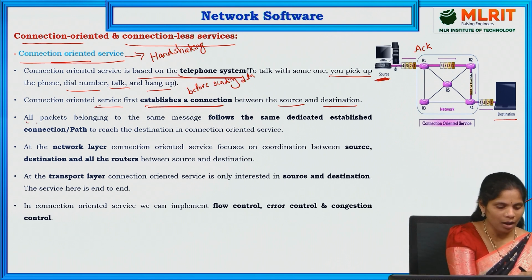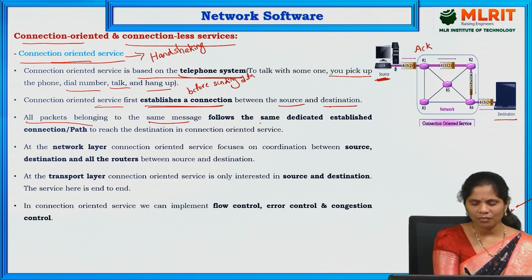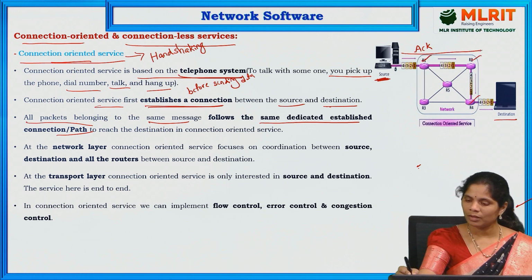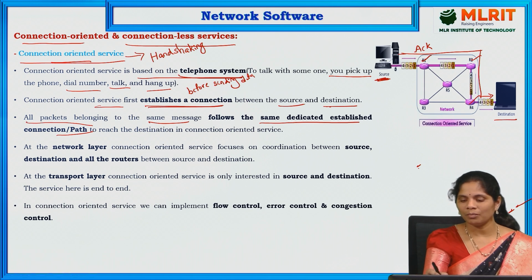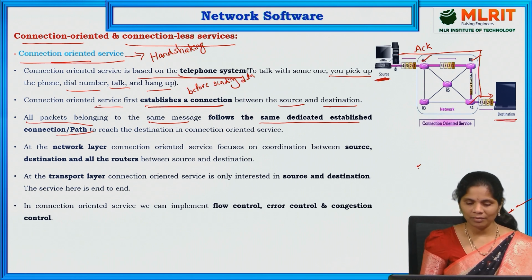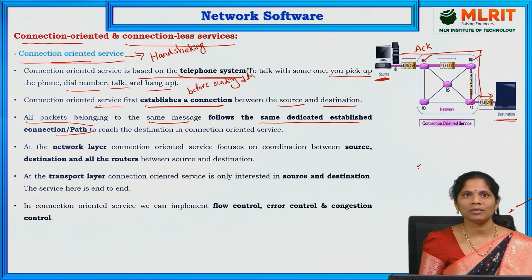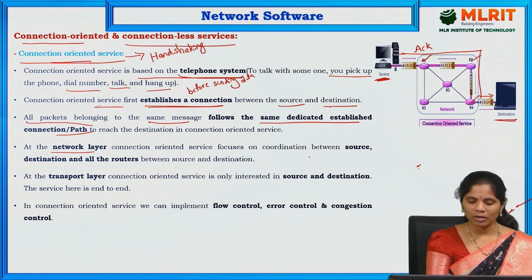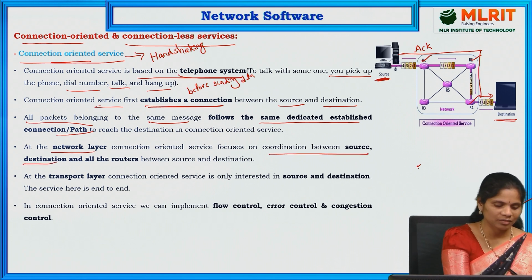At the same time, all packets belonging to the same message follow the same dedicated path only. Take this example, 4321 is there. It will select R1, R2, R4, this path only. Whatever data is going to be sent, the connection is already established beforehand. After establishing the connection, the data is sent from source to destination. There is a dedicated path between the source and destination. That is connection oriented service. And in this connection oriented service in the network layer, mainly it is talking about the coordination between the source, destination and all the routers.